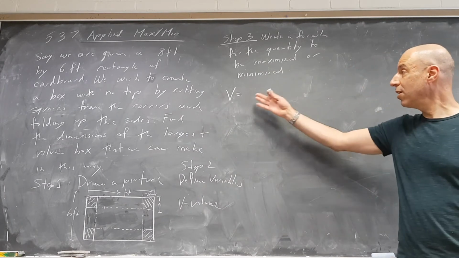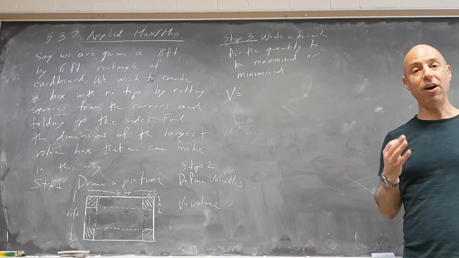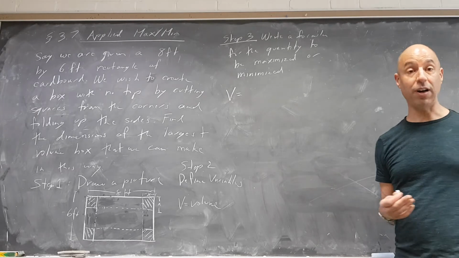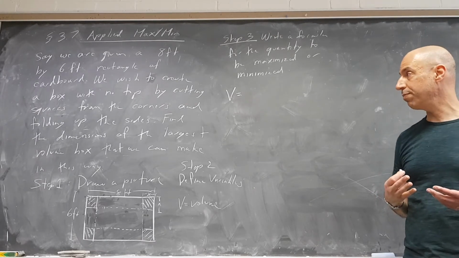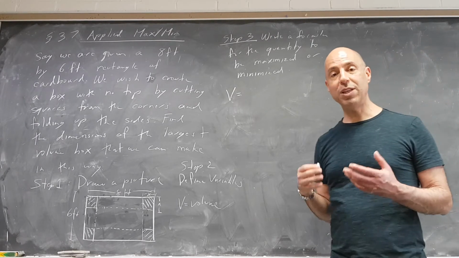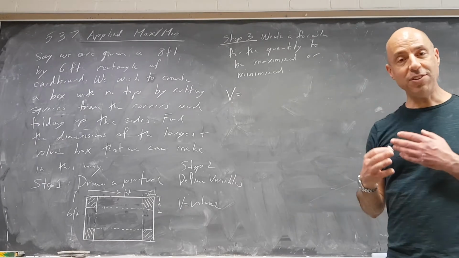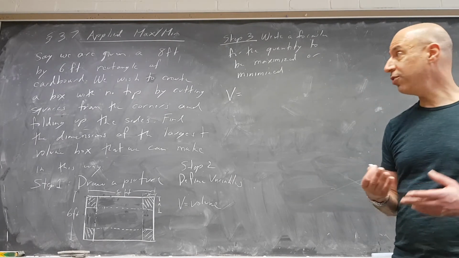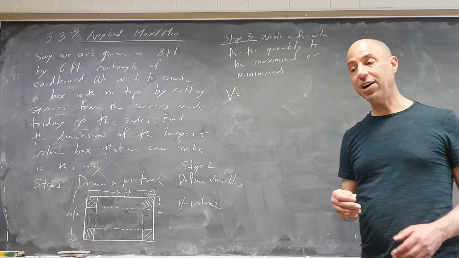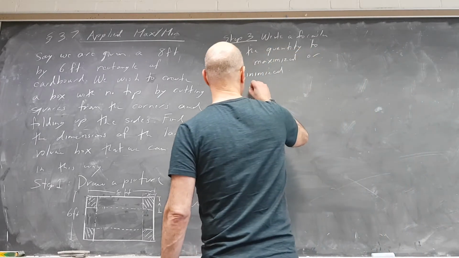we want what's on the other side to eventually be all in terms of x, because x is our other variable. That's the thing we have control over. So V is volume, and it's going to be something in terms of x. Let's just take a little while to get there. There's no need to rush this. We know that the volume of a box is the length times the width times the height.